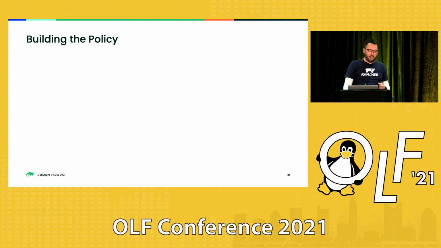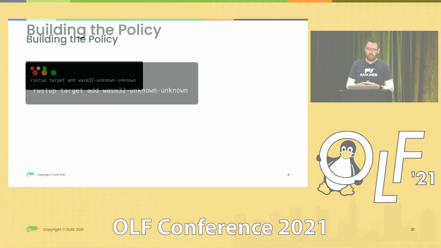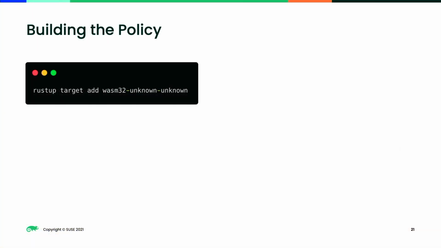So to build the policy, we have to add a new target, and that's for WASM 32. You have to do rustup target add wasm32-unknown-unknown. I didn't know this didn't come default, but it doesn't.